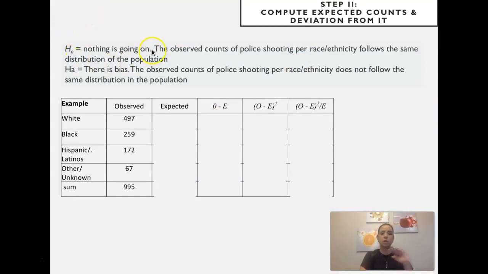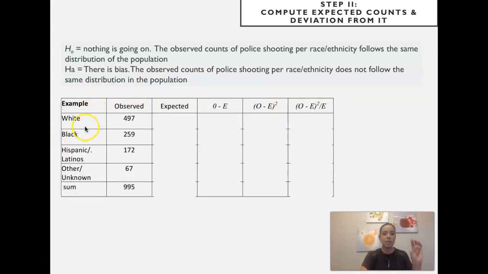All right, so here are our hypotheses. The null hypothesis, nothing is going on: the observed counts of police shootings per race and ethnicity follow the same distribution as the population. And the alternative hypothesis is that there is bias, and the observed counts of police shootings per race and ethnicity do not follow the same distribution in the population.